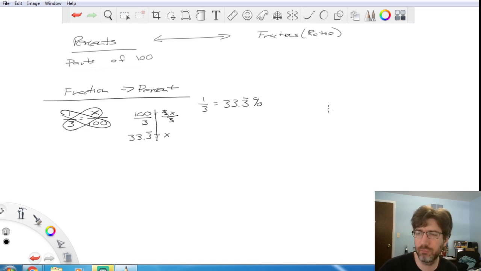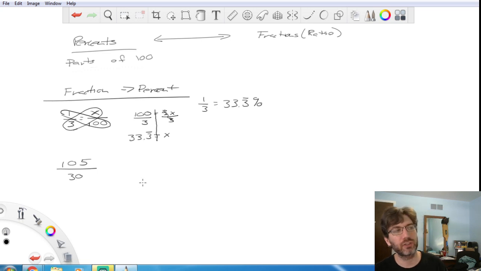So some of them you might know just off the top of your head. Some of them you might have to do this little proportion work to solve. I can give you some other strange ones. Just picking random numbers, I can do like 105 over 30. Like, what percent would that be?